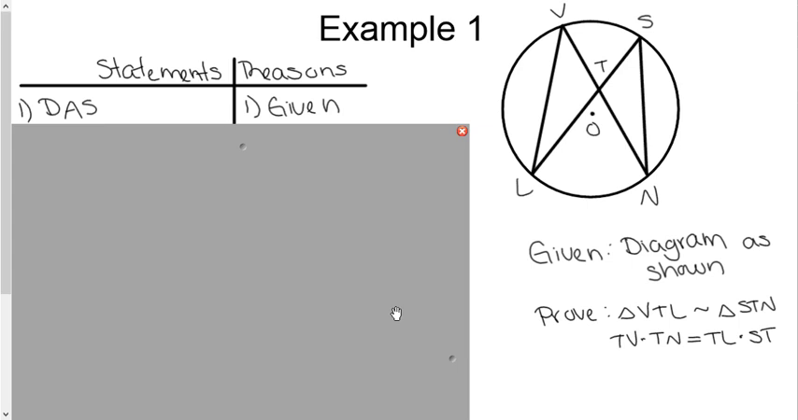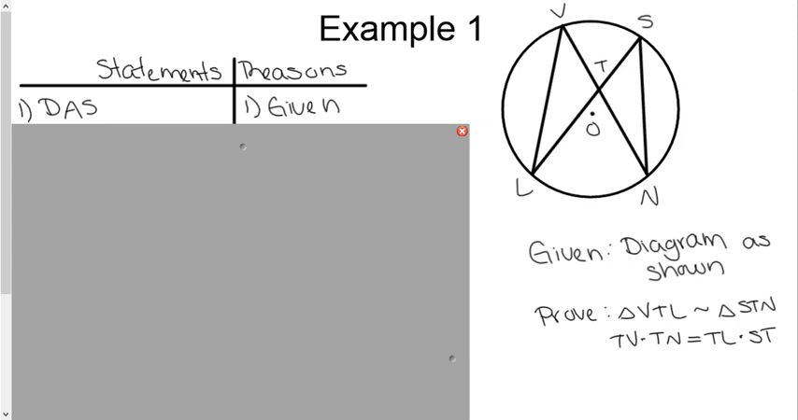In here we are given a circle, and all we're given is a diagram as shown. So we have chords all over the place, and we have center O. But we're trying to prove that triangle VTL, which is this left triangle, is similar to triangle STN, which is this right triangle. The one and only way that we have done that before is using angle-angle similarity. In order to use that, we have to prove that two angles of these triangles are congruent.